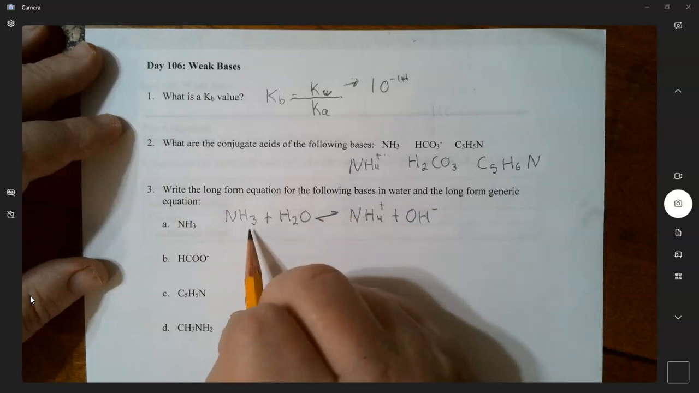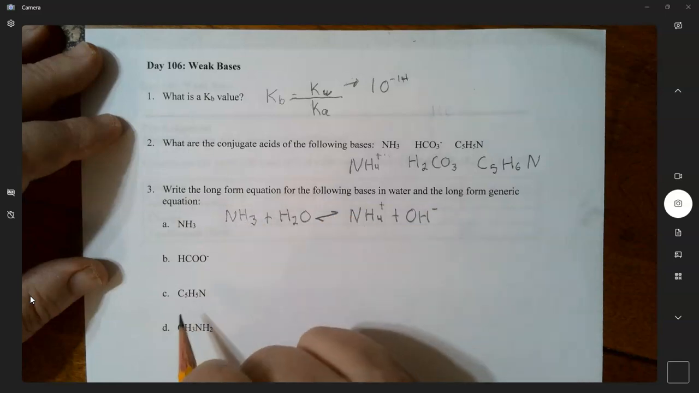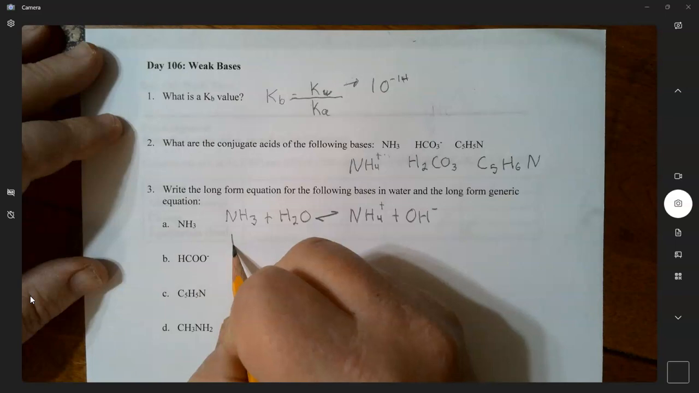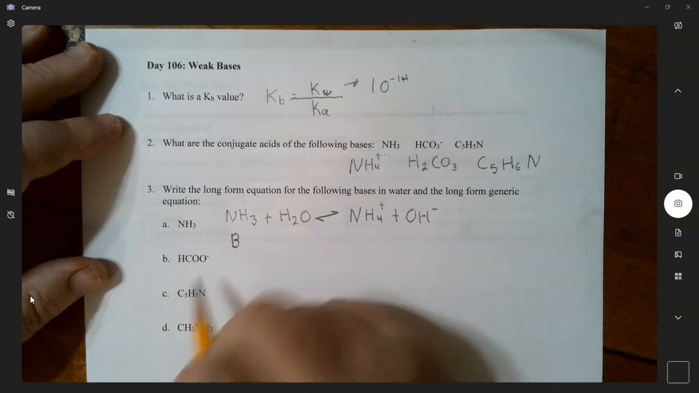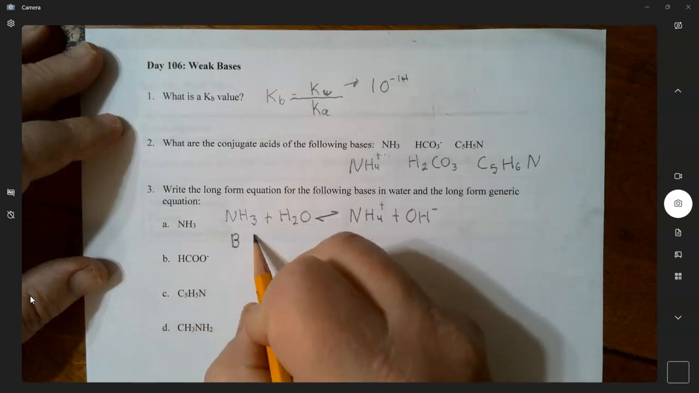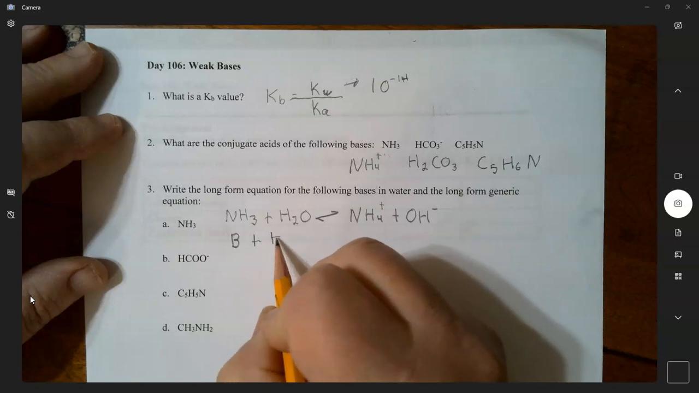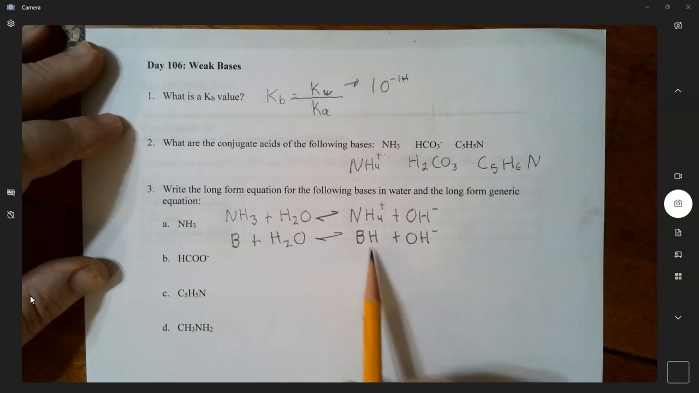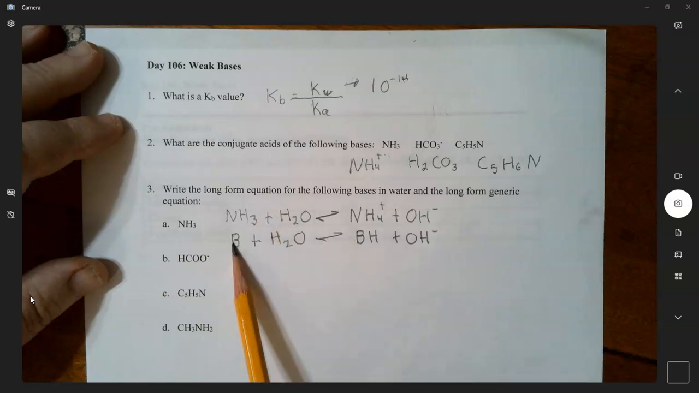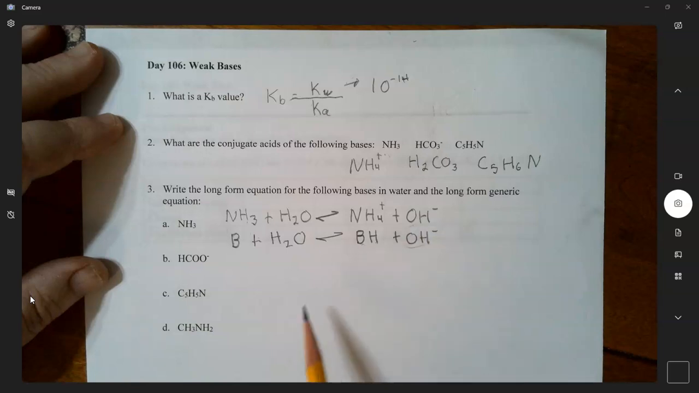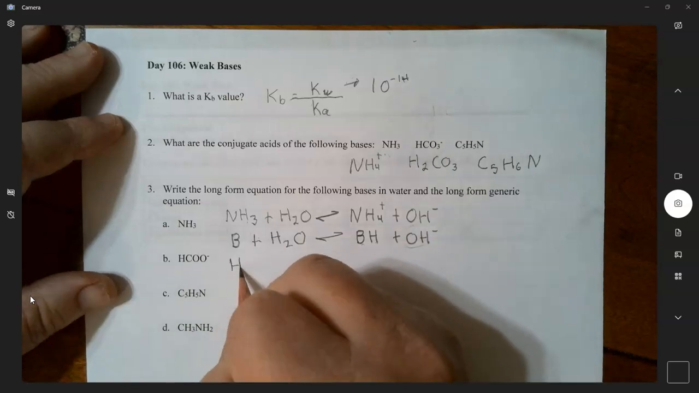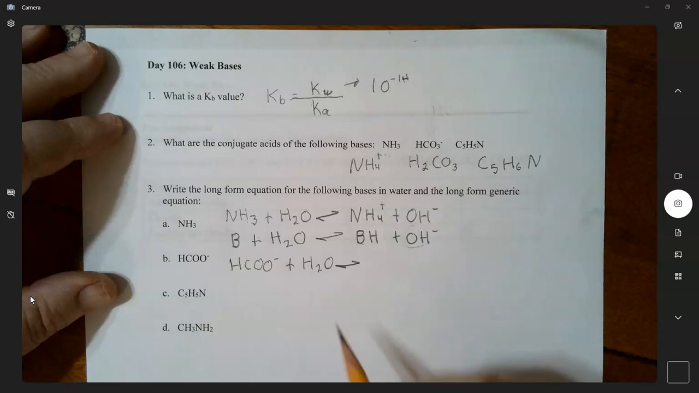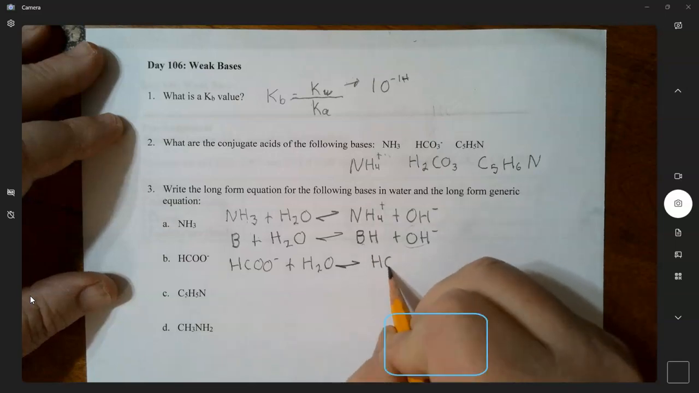It asked also for the long form generic. So since this is an electrically neutral base, we're going to use B. If you used A minus, it really doesn't matter, as long as you get the numbers in there correctly, you're fine. So you're taking the conjugate base and you're adding a hydrogen to it. So you just call that BH. And of course you show the hydroxide in the water. These are all weak bases, so they're double arrows.